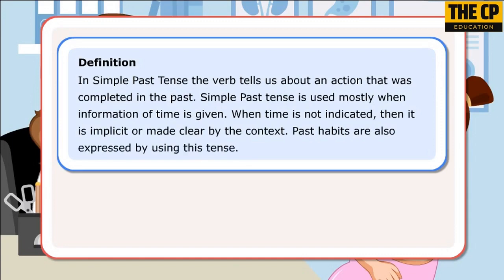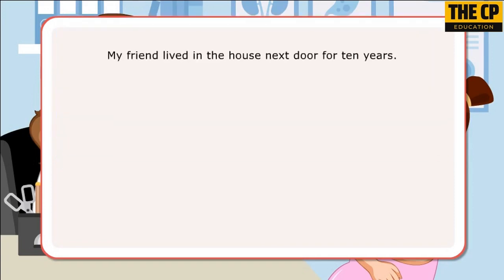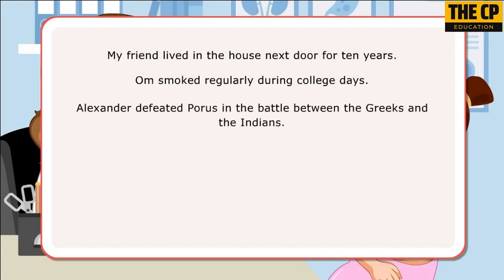Let us look at a few sentences. My friends lived in the house next door for 10 years. Om smoked regularly during college days. Alexander defeated Porus in the battle between the Greeks and the Indians.